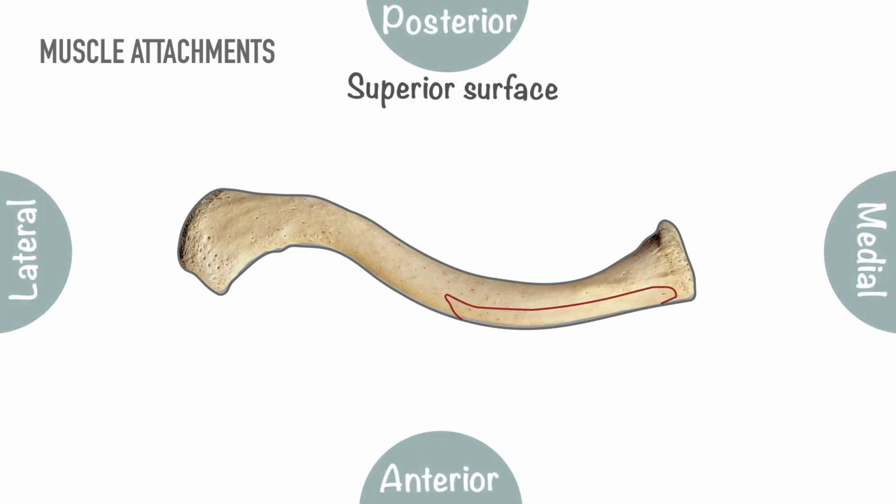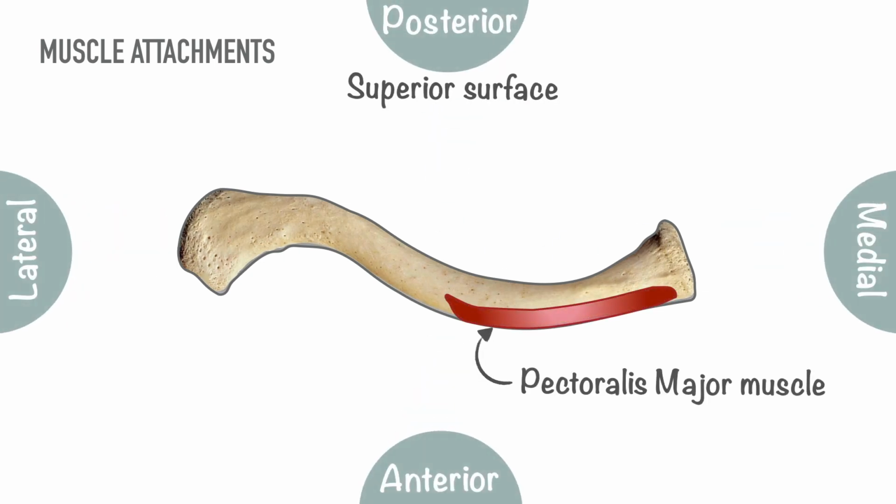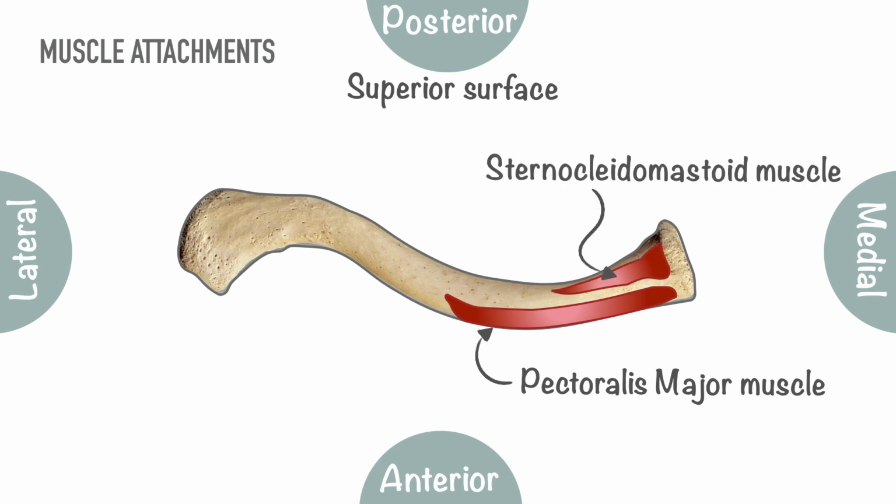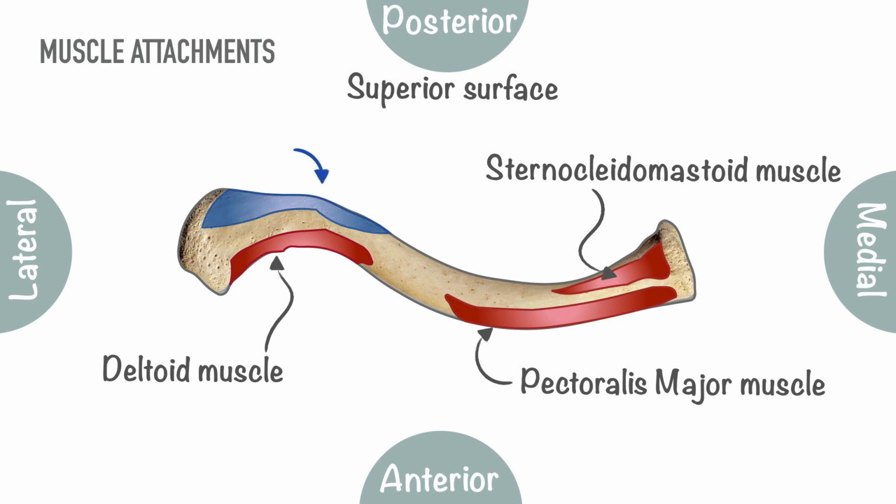The anterior surface of the medial one-third gives origin to the clavicular head of the pectoralis major muscle. Posterior to that, there is origin of the sternocleidomastoid muscle. The lateral one-third of the anterior border gives origin to the anterior fibers of the deltoid muscle. The lateral one-third of the posterior border provides insertion to the trapezius muscle.